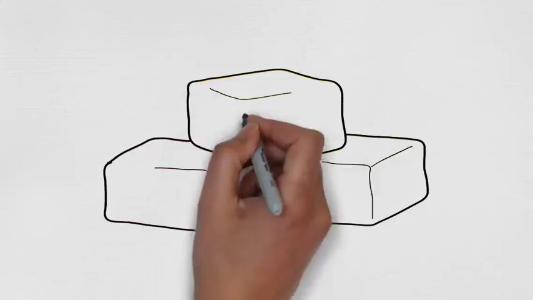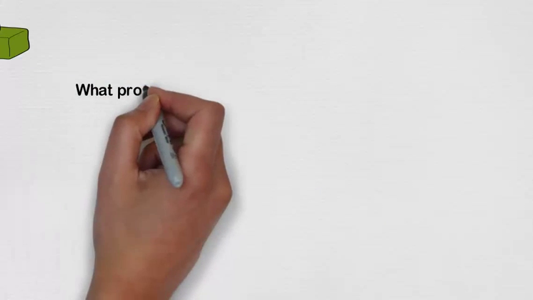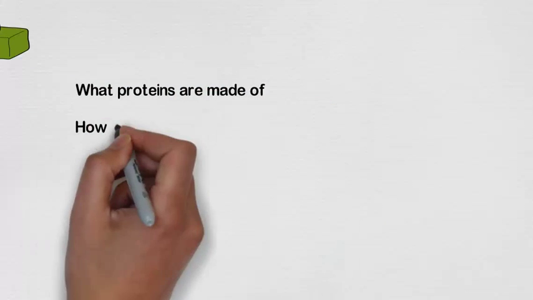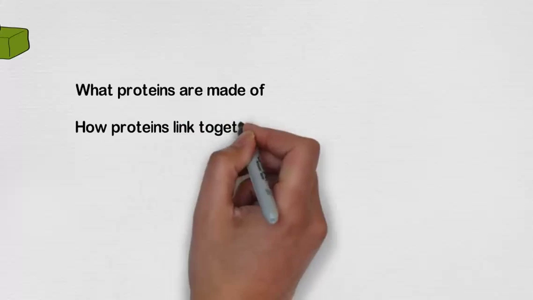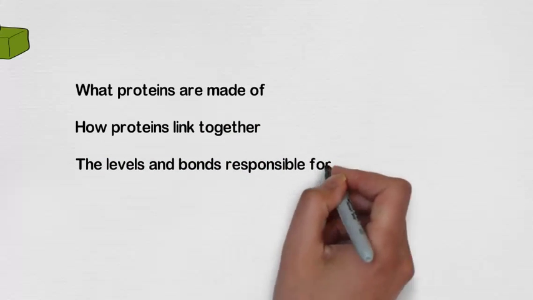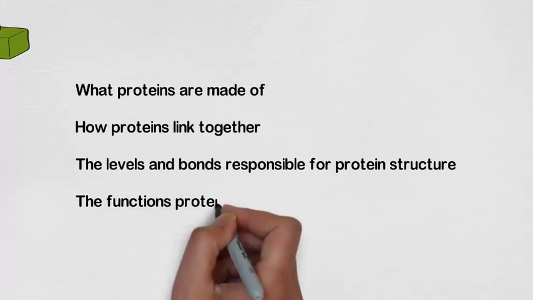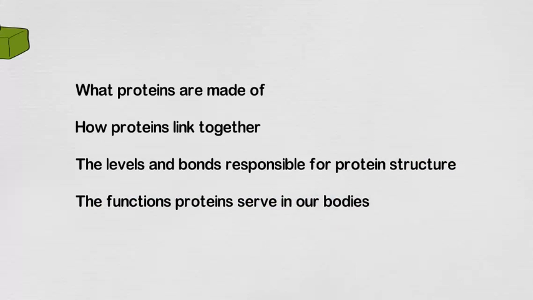Today, we're going to be breaking up this video into 4 parts so you can have a better understanding of proteins. First, what proteins are made of. Second, how proteins link together. Third, the levels and bonds responsible for protein structure. And last, the functions proteins serve in our bodies.